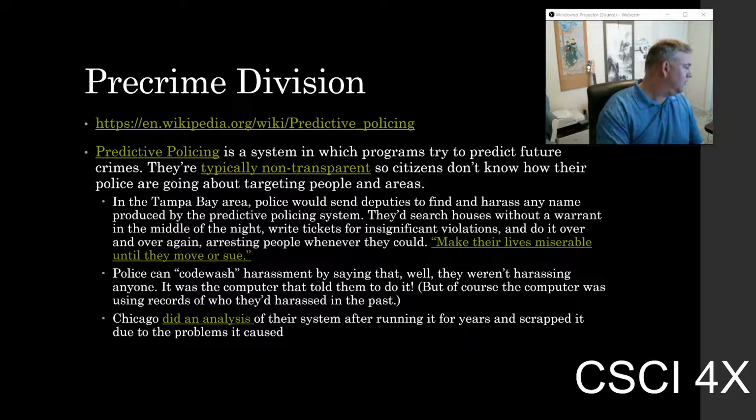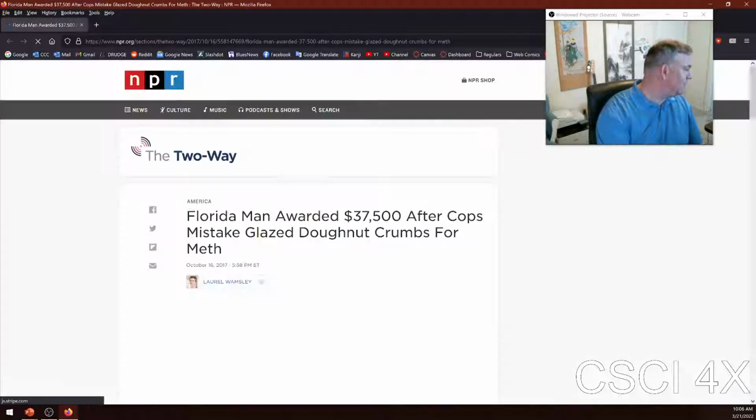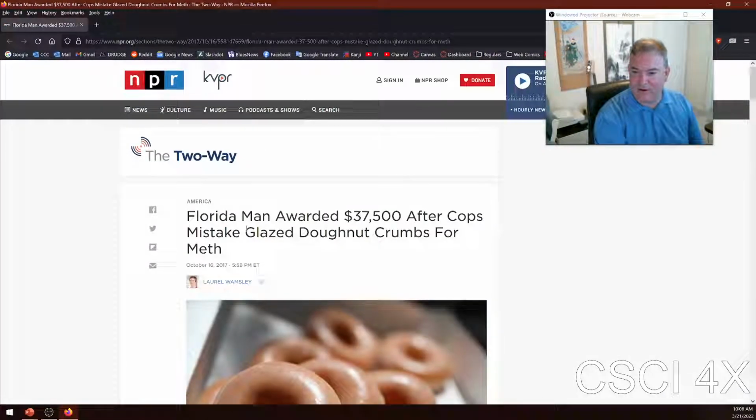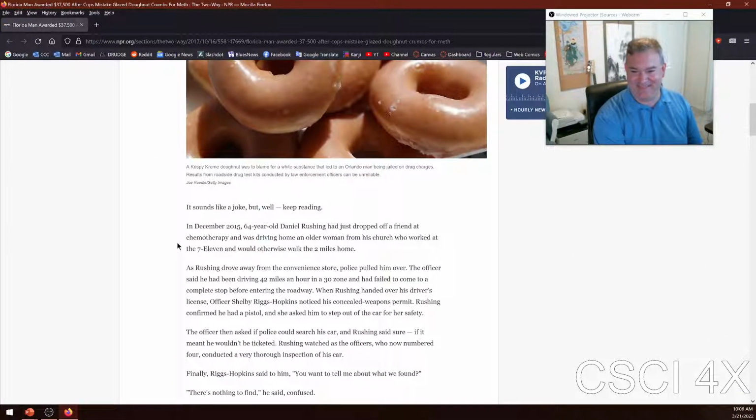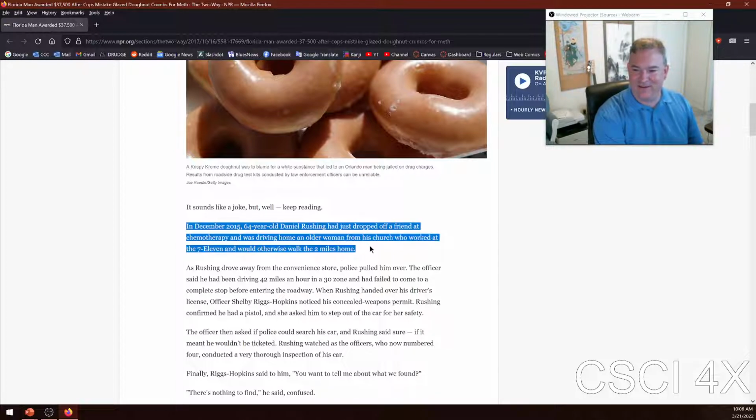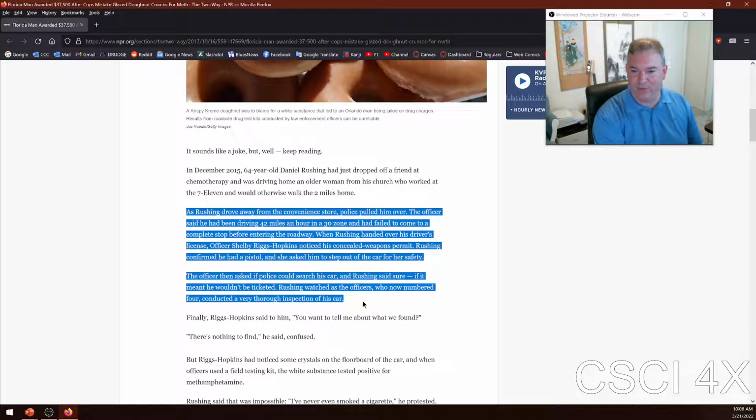Florida man awarded $37,000 after cops mistake glazed donut crumbs for meth. A guy dropped off a friend at chemotherapy and was driving home an older woman from church. Police pulled him over when he handed over his driver's license.